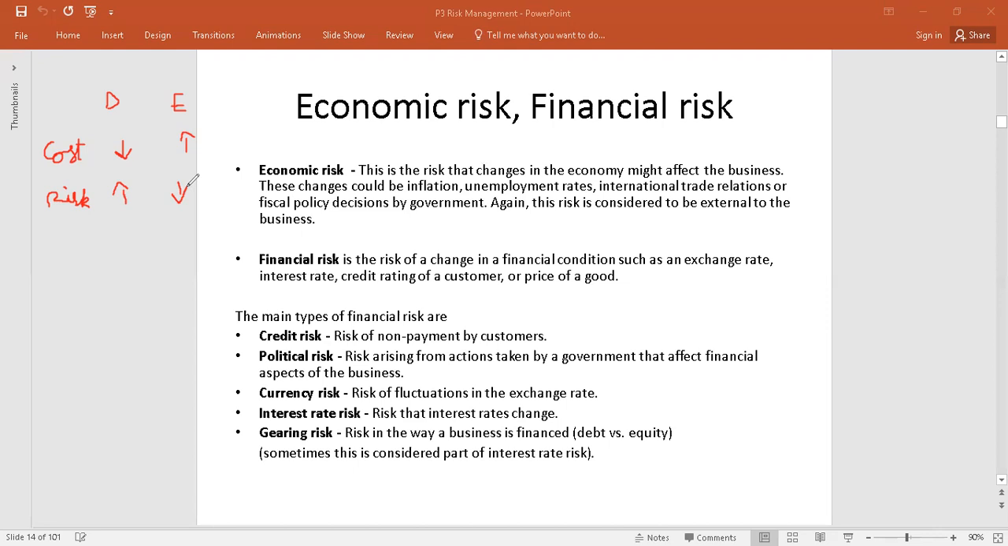So the proportion of capital employed in the business, that is the proportion of debt versus the amount of equity invested in the business. More amount of debt, high is the risk. Okay, so considering that, we call that the gearing risk. Risk in the way a business is financed, that is in terms of debt versus equity. Sometimes this is also considered as a part of interest rate risk.